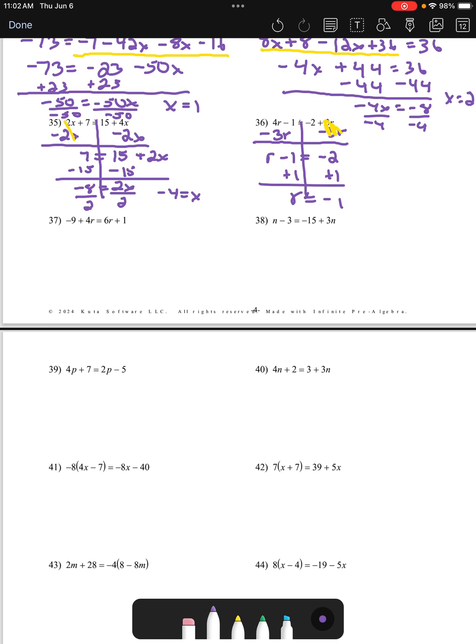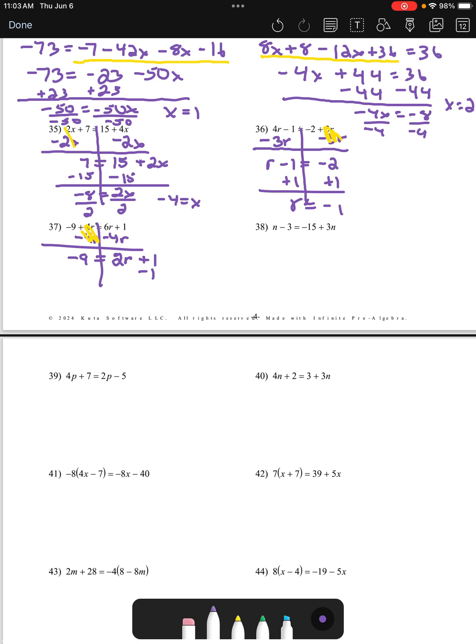In number 37, which is smaller, 4r or 6r? 4r is smaller, so we'll move it. It's positive, so to move it, we use subtraction. So that's going to leave the negative 9 by itself on the left side, because the 4r and minus 4r will cancel each other out. On the right side, 6r minus 4r is 2r. And that plus 1 is still there. We haven't touched it yet. Now we've got a two-step equation we can solve normally. So we're going to have negative 10 equals 2r. We'll divide both sides by 2 to get negative 5 equals r.